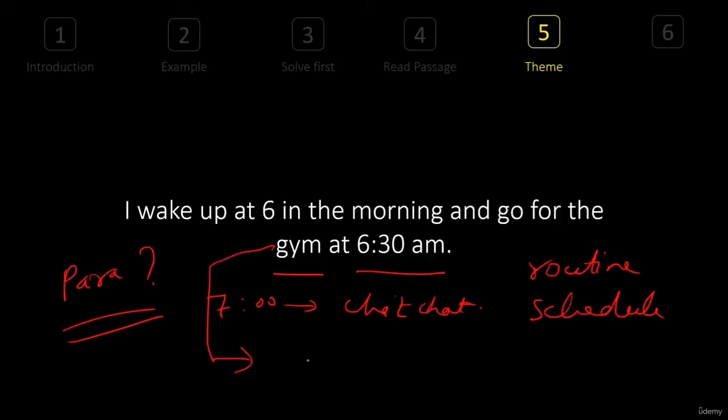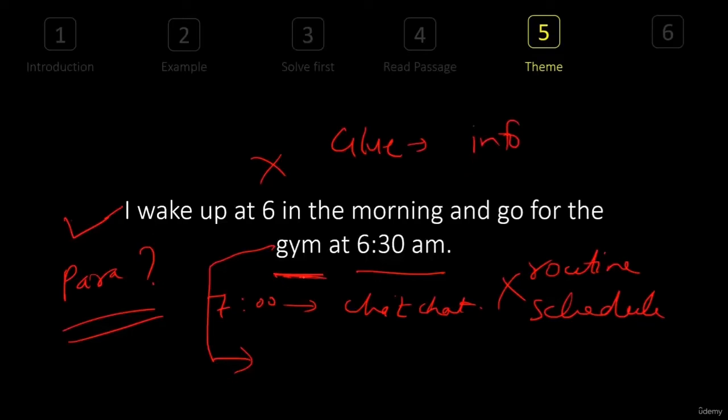So is it about my routine or schedule? Of course not. It's about the gym. It's about how much I love exercises, right? And how much I love doing it. So you might be thinking, oh, this sentence gave me all the information. No. In paragraphs, what gives you the information is the glue or the connecting information. Like for example, the first sentence talked about this.